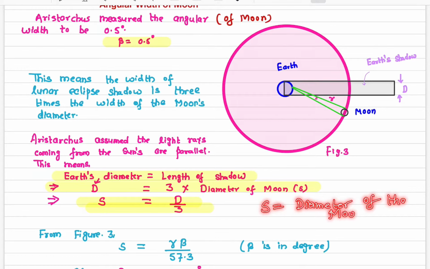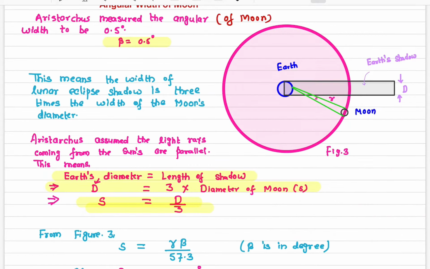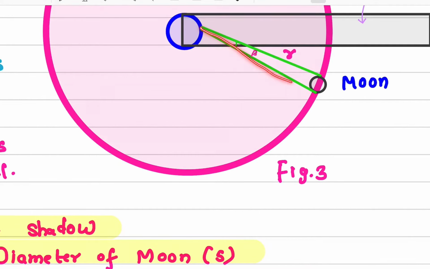What does this mean here? Again, the moon's size, or the moon's diameter, is only three times smaller than the diameter of the Earth, or the Earth is 3 times bigger than the Moon in diameter. So now let's again look into this arc here.